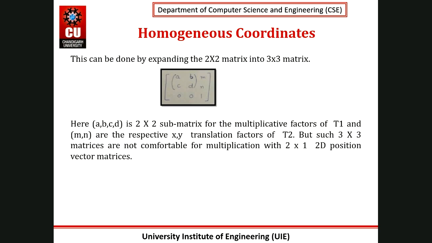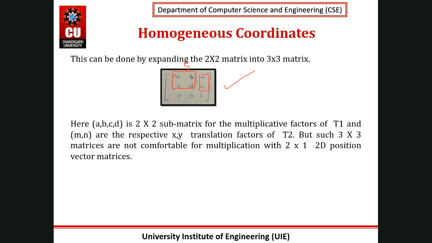So let me show you a single matrix which is performing two operations. This matrix has A, B, C, D. This is actually the part showing the operation of scaling, and this M comma N.